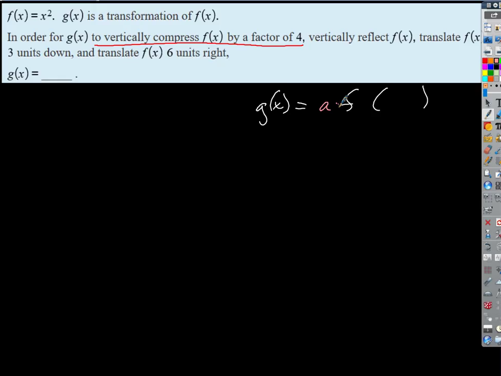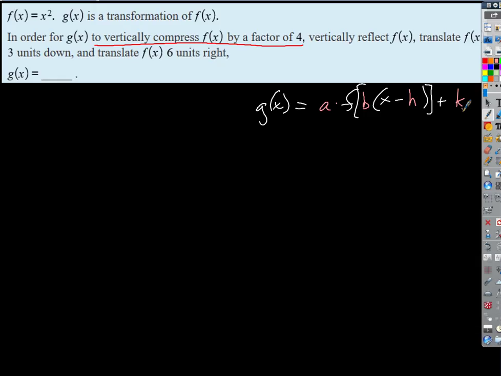Now what about B? Where does B go? In front of the X. Okay, good. So B goes in front of the x minus what? H. Aha, so there's where my H goes. And then outside of the whole thing, at the end, we've got our plus K.